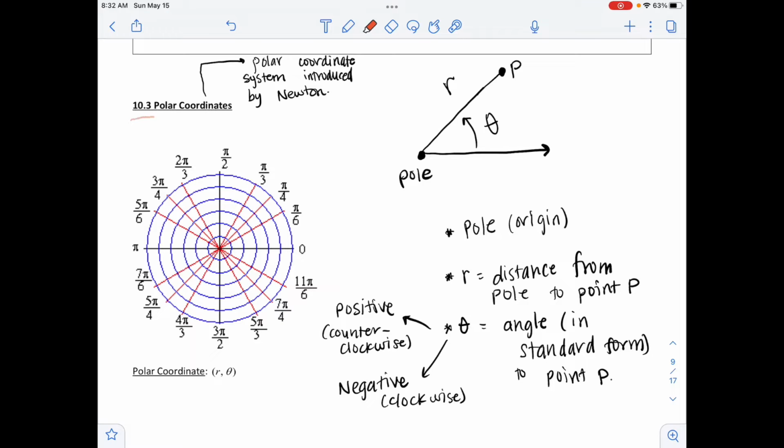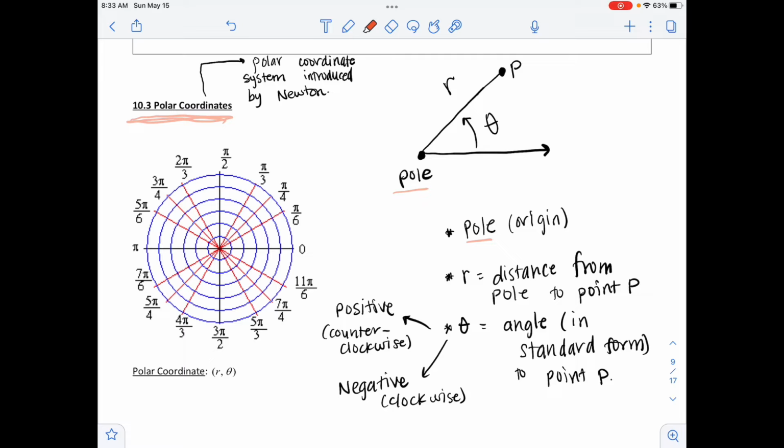We are in section 10.3, polar coordinates. Polar coordinates are a system that was introduced by Newton and very useful in a lot of different areas of mathematics, engineering, and sciences. And so with this, there's a lot of information to write down. So the first thing that we have is a pole, and a pole you can see is going to be at the origin for us in this graphing system.